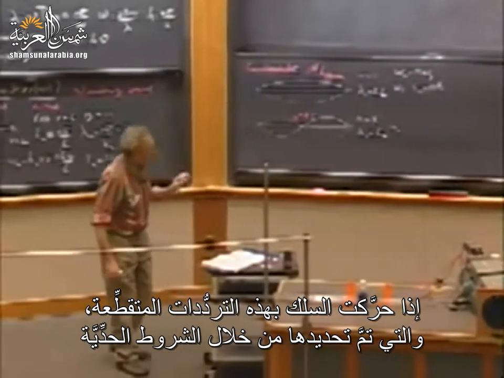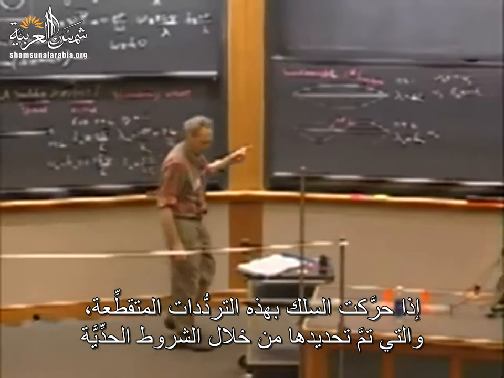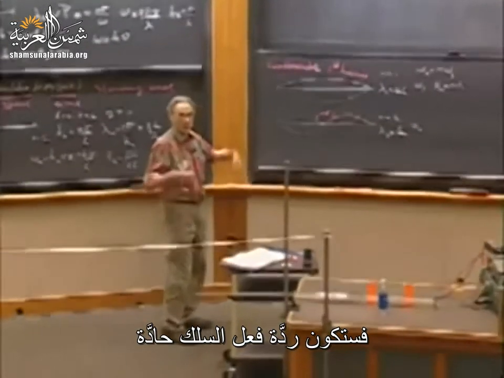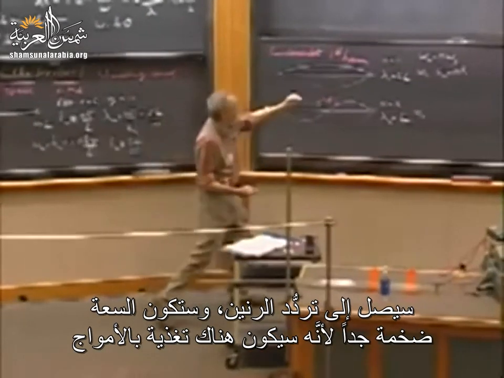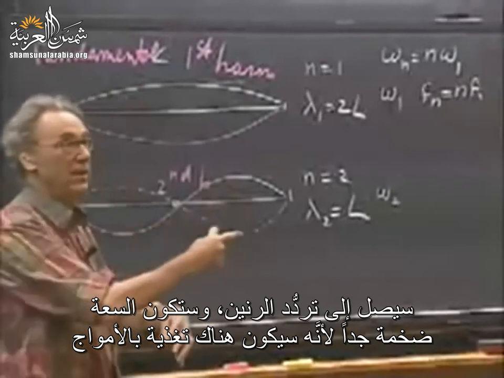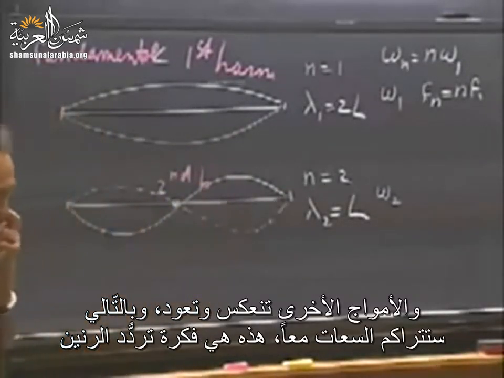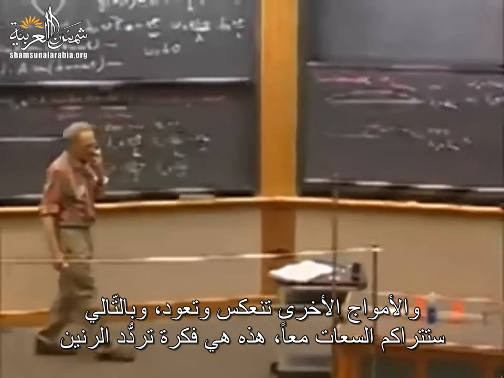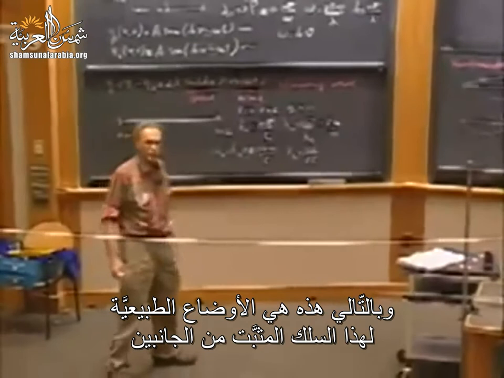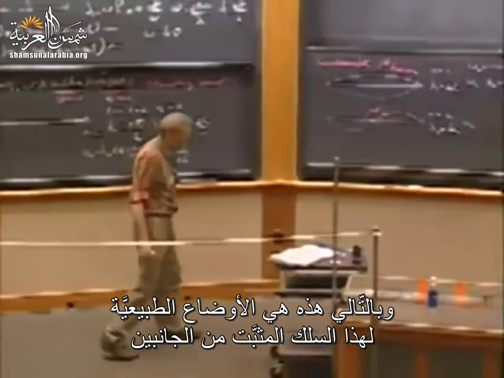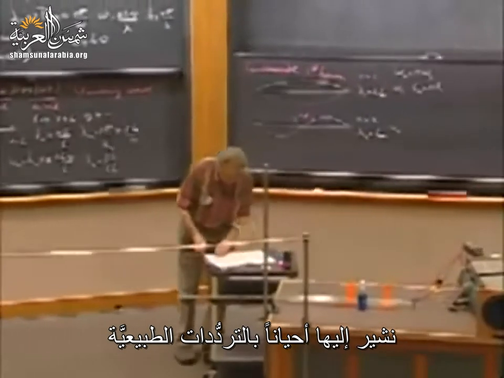And if I drive these at these discrete frequencies, which are set by the boundary conditions, then the system will react very strongly, will go into resonance. You build up a huge amplitude because you keep feeding in waves and they keep coming back, so the whole thing starts building up. And that is the idea of resonance, and resonance and normal modes are one and the same. So that's the normal mode of these strings fixed at both ends.